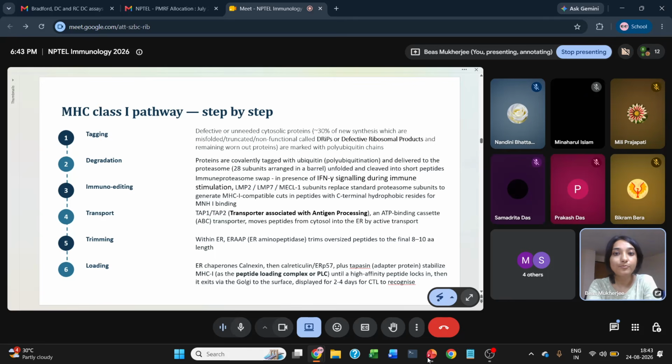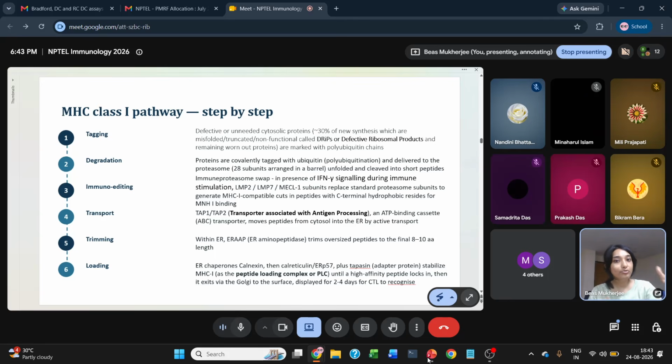Achha. Now proteins are covalently tagged with ubiquitin in the process of polyubiquitination, and they are delivered to the proteasome. Now what is this proteasome? This is a 28 subunit long barrel. So inside that barrel, the protein is unfolded and it is cleaved into short peptides.